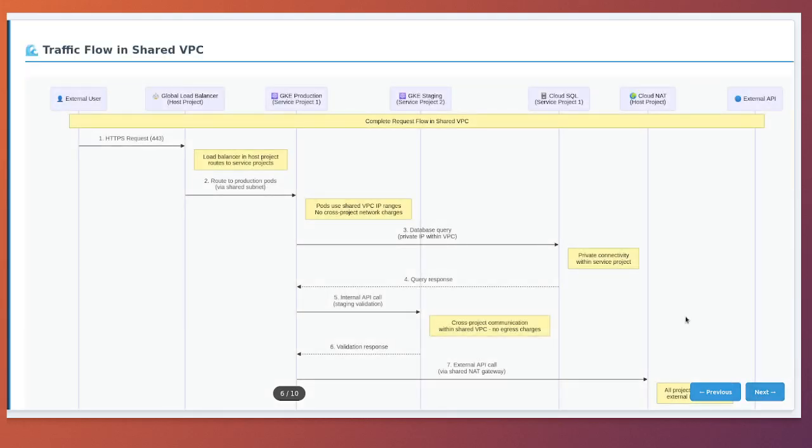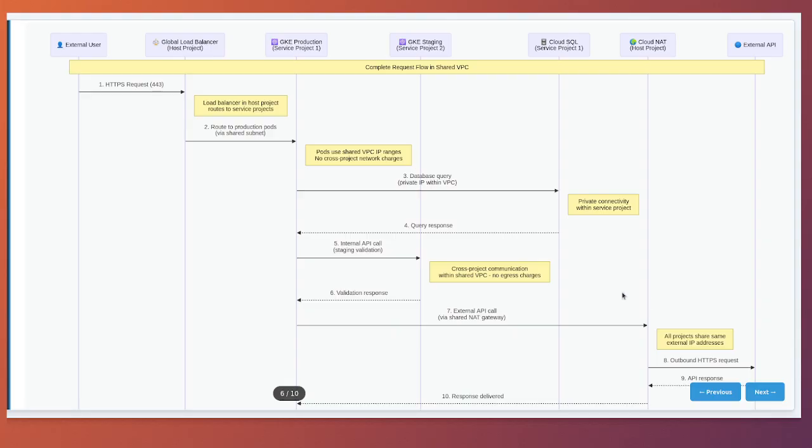Understanding traffic flow. Now let's examine how traffic flows through a Shared VPC architecture. This sequence diagram shows a complete request lifecycle from an external user to your applications and back. Notice how the global load balancer in the host project receives the initial request and routes it to the appropriate service project. This is powerful because you can have multiple applications across different projects all accessible through the same load balancer with consistent SSL certificates and routing rules.